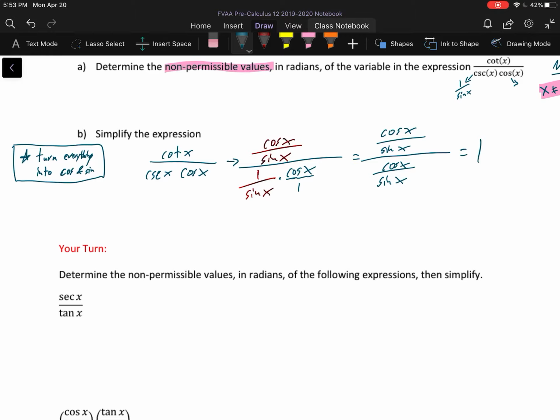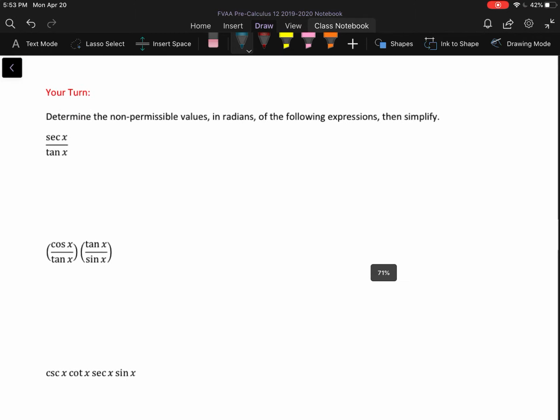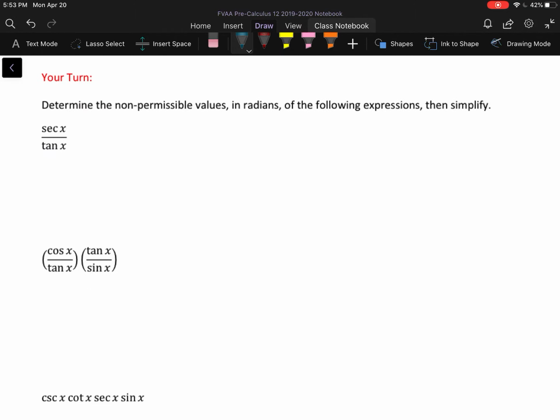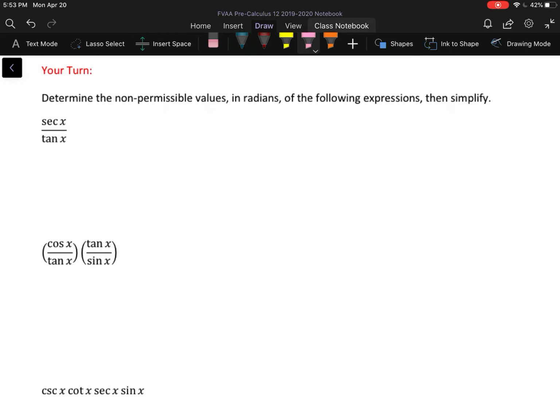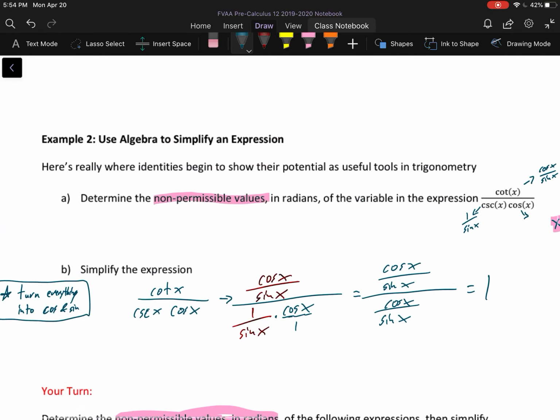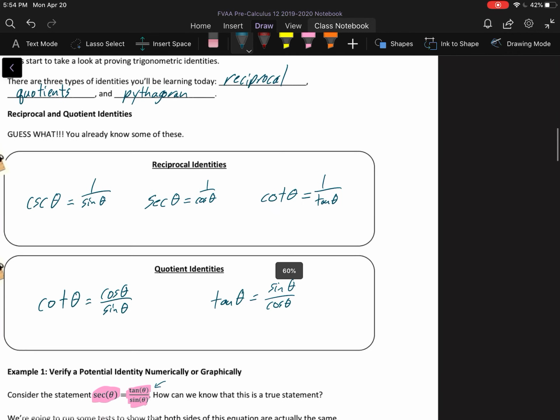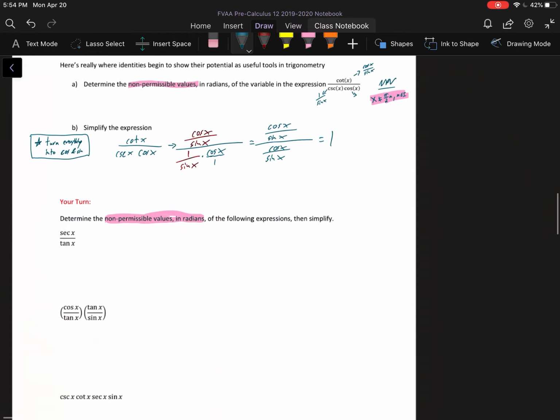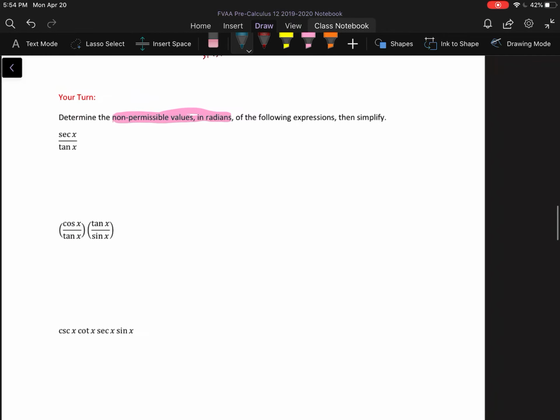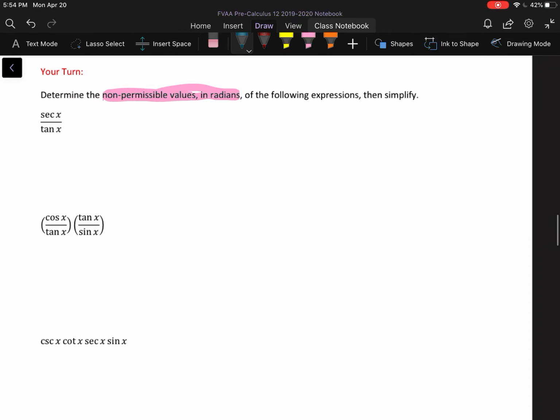So with this in mind, I want you to take a crack at this. First determine the non-permissible values for all of these, always in radians, and then simplify the following expressions using algebraic means and the toolkit of identities that we identified here, reciprocal identities and quotient identities. So go ahead and pause the video and unpause when you're ready to go over it together.